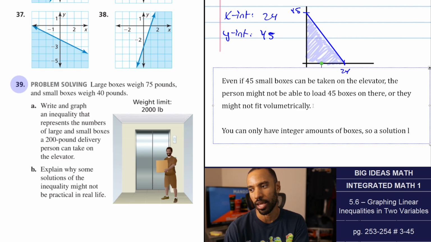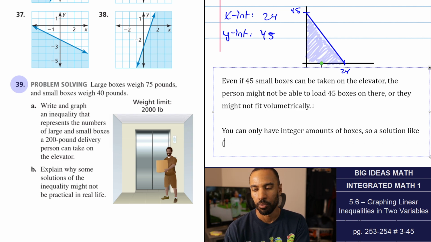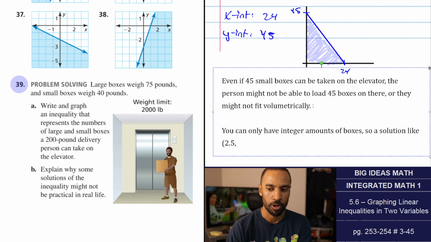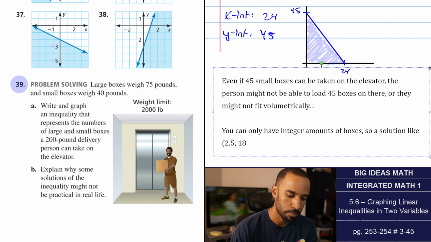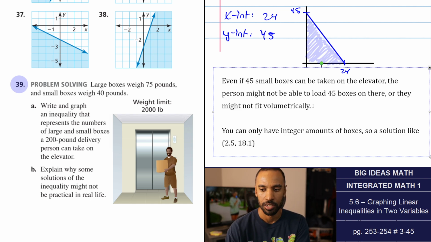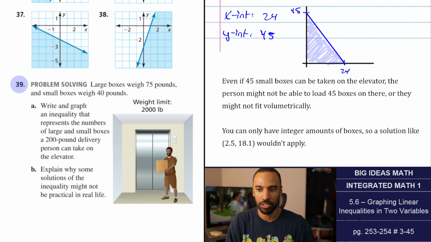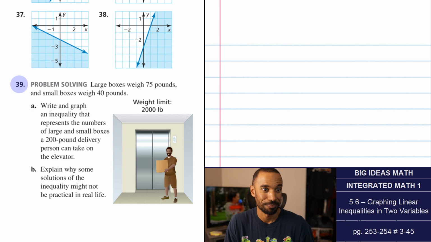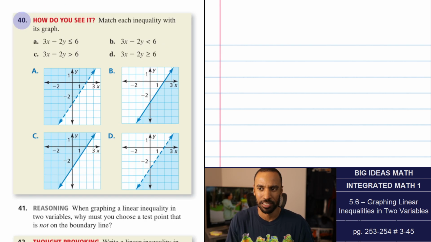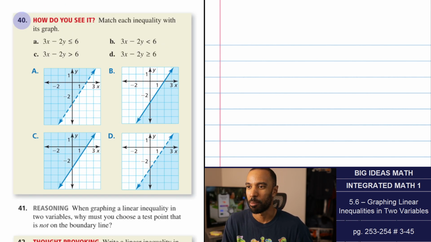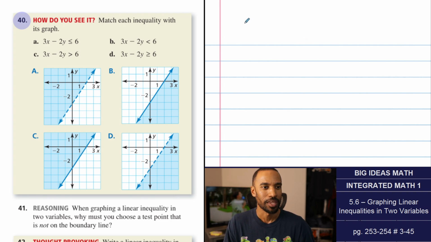But a solution like 2.5 large boxes and 18.1 small boxes wouldn't apply. So I don't know which one they meant. I was thinking practically here, and here I was thinking just mathematical. It's just an either-or kind of thing. So I don't know which one they meant. I'm just going to write both. That's thinking outside the box. The small box, the large box. That's thinking. All right, how do you see it?